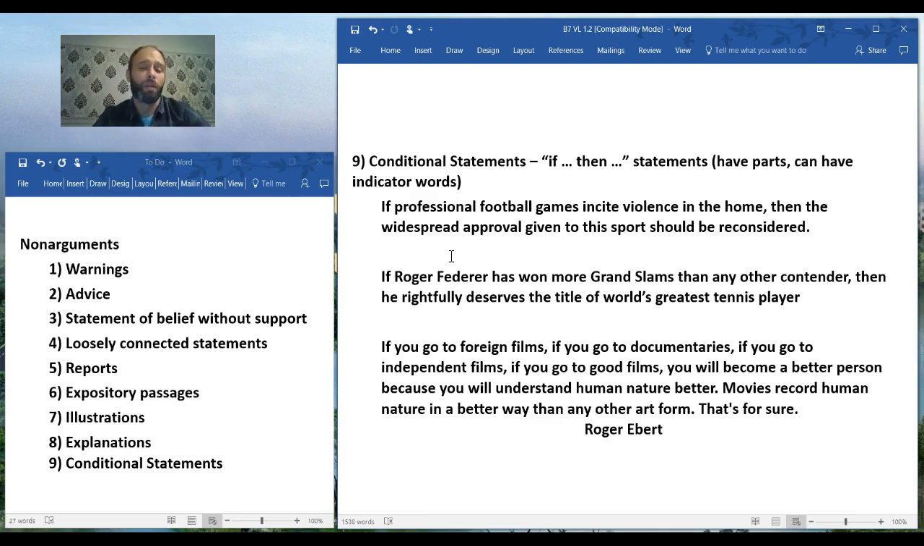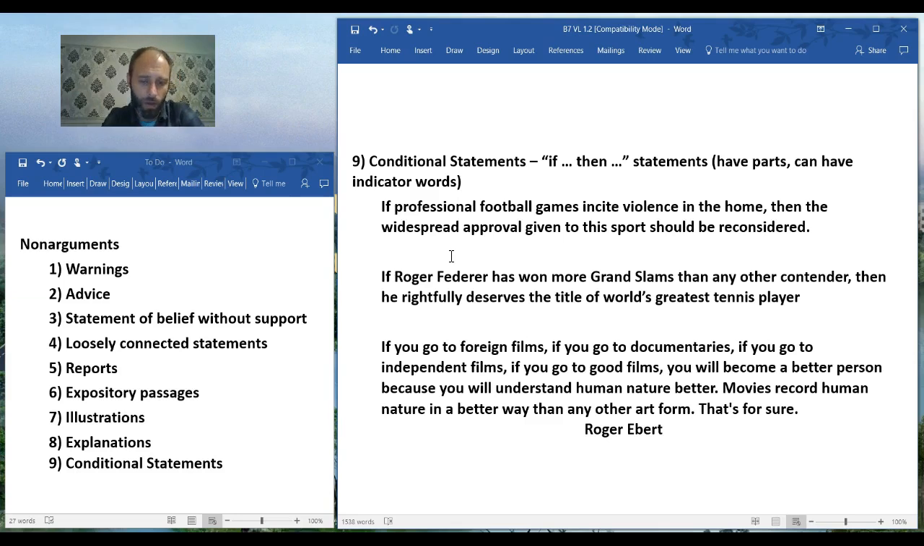Now, single conditional statements by themselves, like the first two examples, can't be entire arguments because they're only one conditional statement. When we have one statement, we can't have an argument because we need at least two statements. But conditional statements can play a role in arguments. They can play the role of either premises or the conclusion.